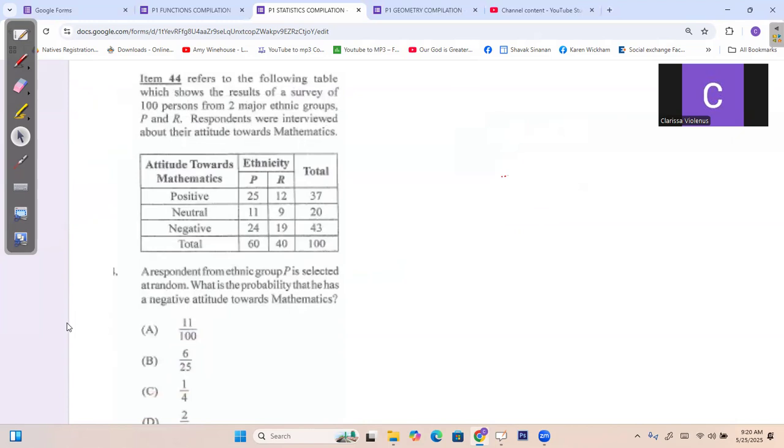So we have attitude towards math, positive, neutral, the 2 ethnicities, P and R, total. So this is how much people got to positive in all, neutral, negative in all. So it's 100 students. What a respondent from ethnic group P is selected. So that means our total is 60 because they're talking about ethnic P. So the denominator is 60, right? What is the probability that he has a negative attitude?